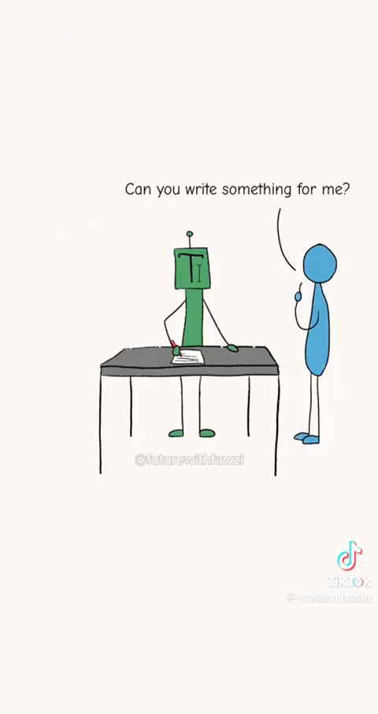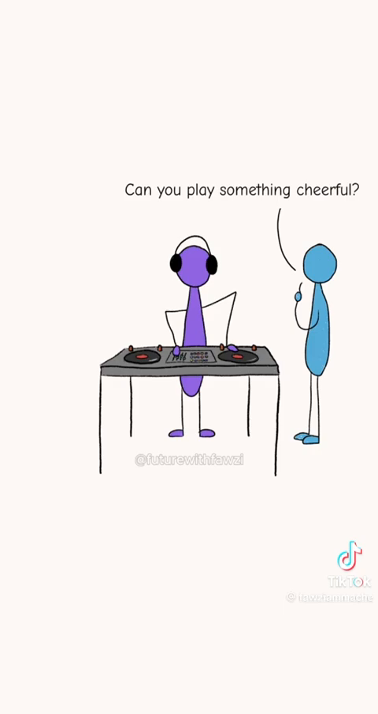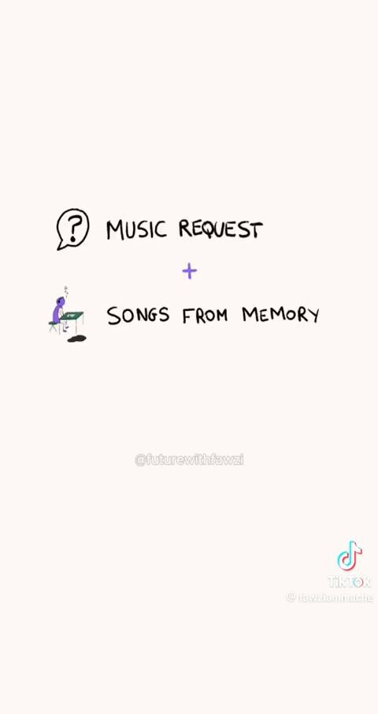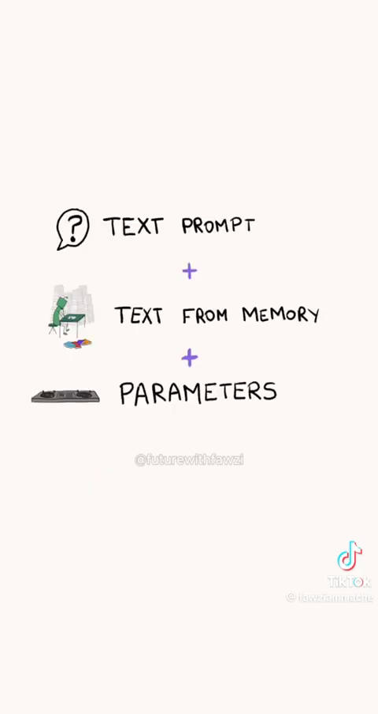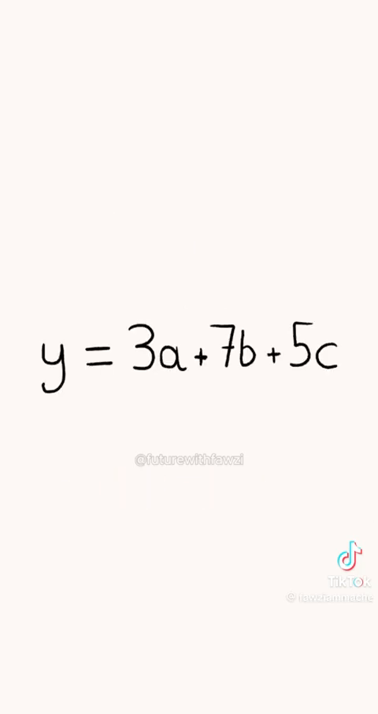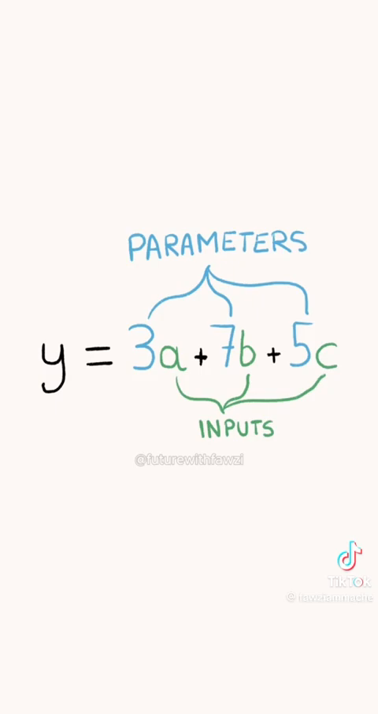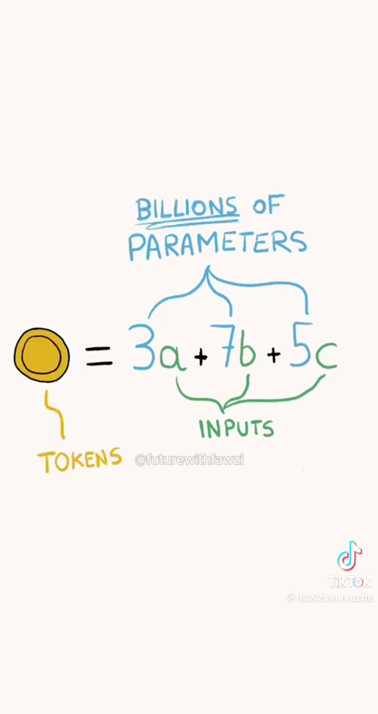Asking AI to generate text for you is like requesting a song from a DJ. Based on your request, the songs learned during training, and the mixers, the DJ creates a unique music mix for you. With language models, your text prompt is combined with the training data and parameters to create a new mix of text. Text generation is like a math formula. It takes your inputs, multiplies them by specific parameters to give you a token of text. Except that language models have billions of parameters.